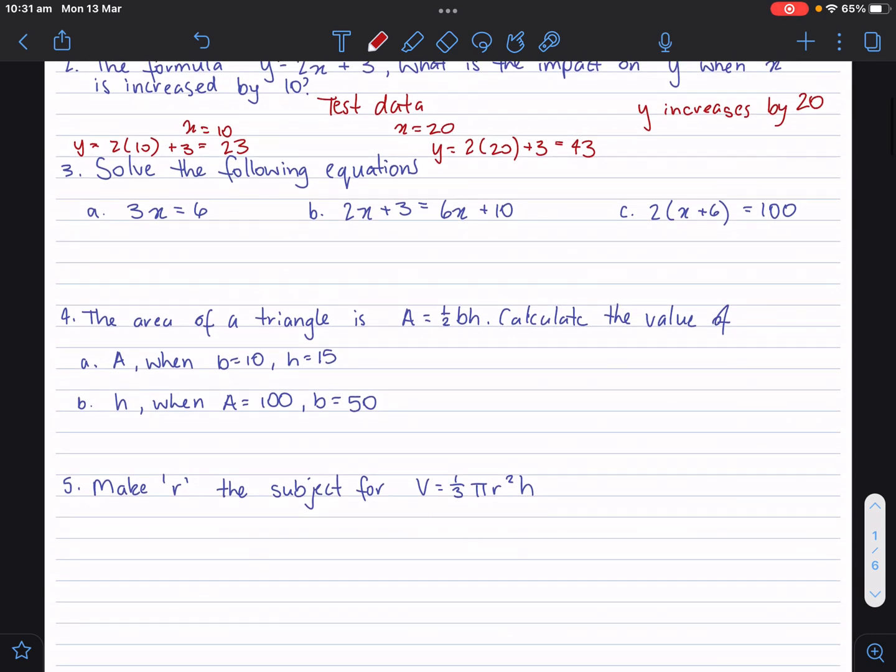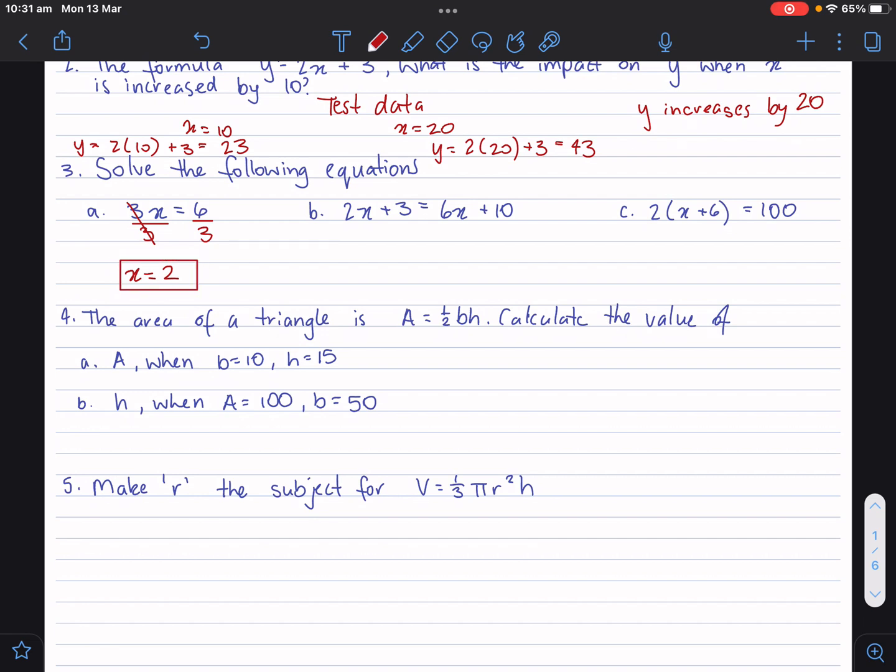Question 3. Solve the following equations. Now in part A, it's 3x, 3 times x. The inverse or opposite of 3 times is divided by 3. Whatever I do on one side, I must do on the other side. x equals 6 divided by 3, which is 2.